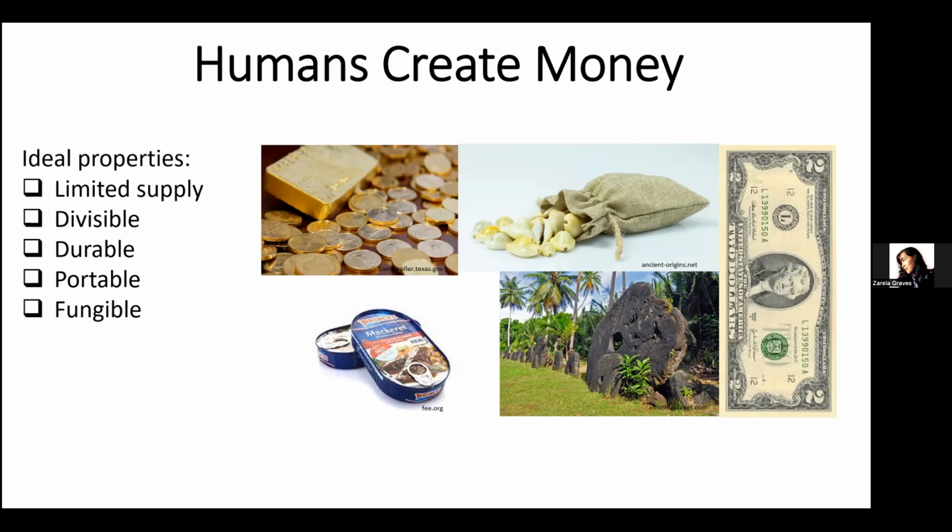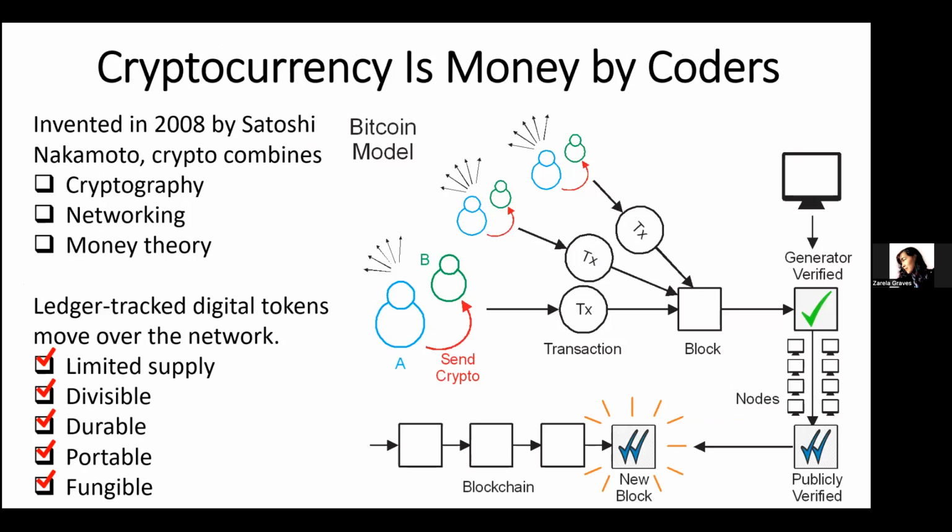And it needs to be fungible, where fungible means any one unit can be replaced with another unit. So like 1 ounce of gold is as good as another ounce of gold. One $2 bill is as good as another $2 bill for the most part. So that brings us to cryptocurrency. Cryptocurrency is money made by coders, right? This is our money.